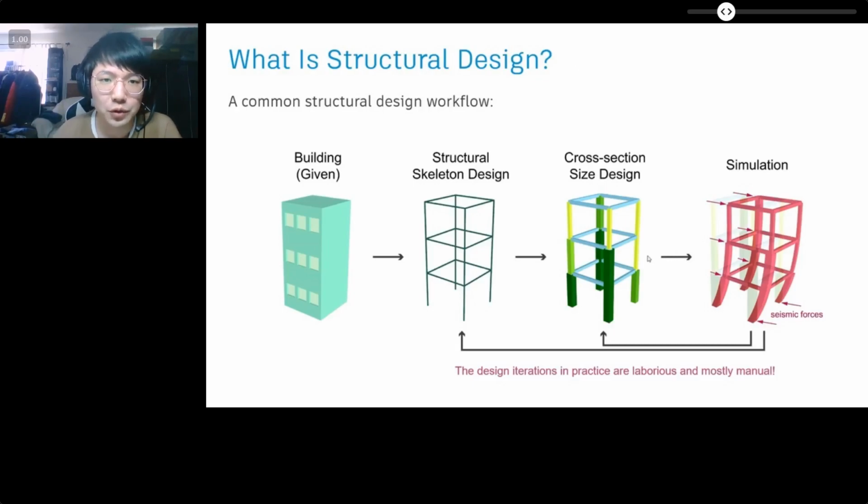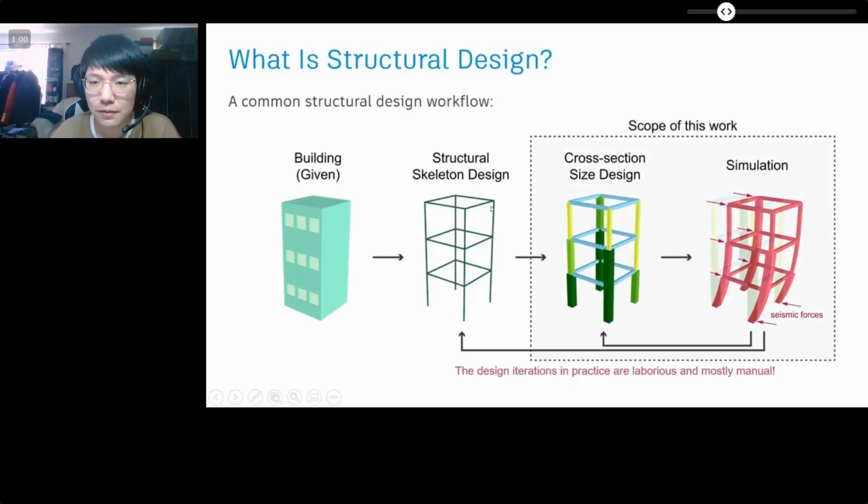This is the current workflow of structural design. An architectural drawing is given to structural engineers, and they will first create a skeleton design, which defines the location of vertical columns and horizontal beams. The next step is cross-section size design, where structural engineers assign cross-sections for all the columns and beams. This complete design is fed to structural simulation software to satisfy all the building codes for stability and constructability reasons. Structural engineers usually have to iterate the design multiple times. This process is laborious and manual. The scope of this work contains cross-section size design and structural simulation.